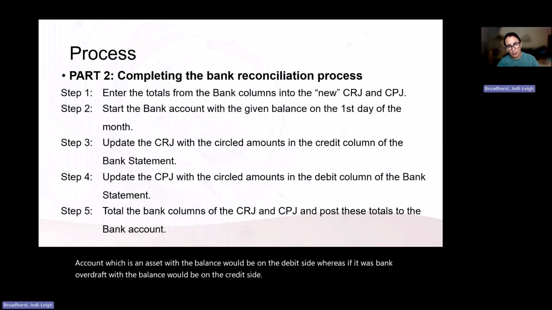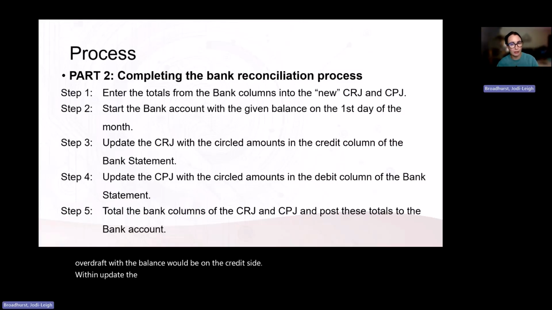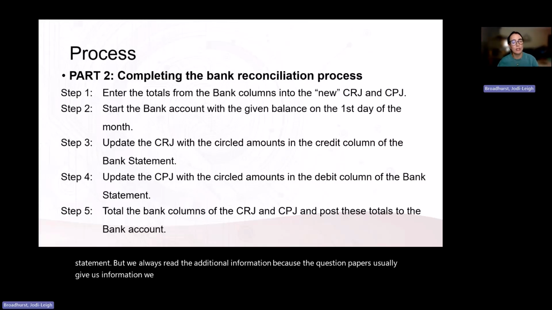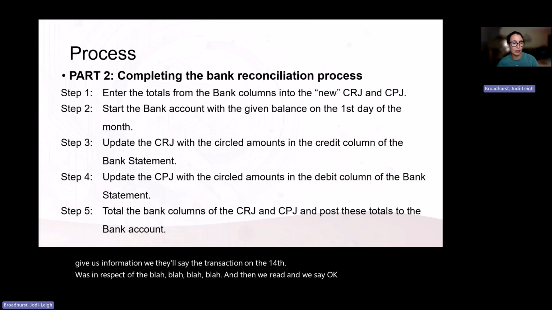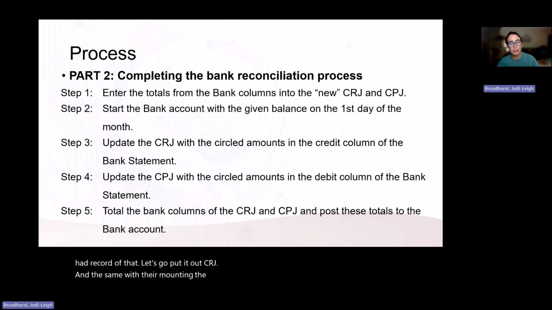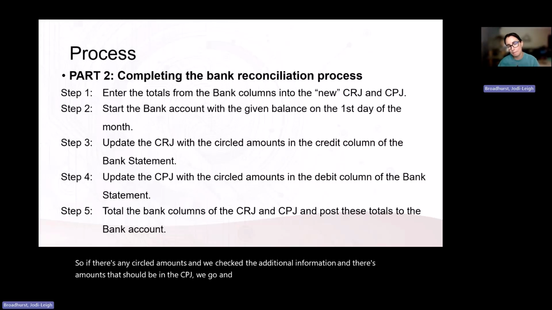We then update the CRJ with any of the circled amounts in the credit column of the bank statement, but we always read the additional information because the question papers usually give us information. They'll say the transaction on the 14th was in respect of blah, blah, blah. And then we read and we say, okay, cool, we should have had record of that. Let's go put it in our CRJ. And the same with the amount in the CPJ. So if there's any circled amounts and we check the additional information and there's amounts that should be in the CPJ, we go and put it in the CPJ.